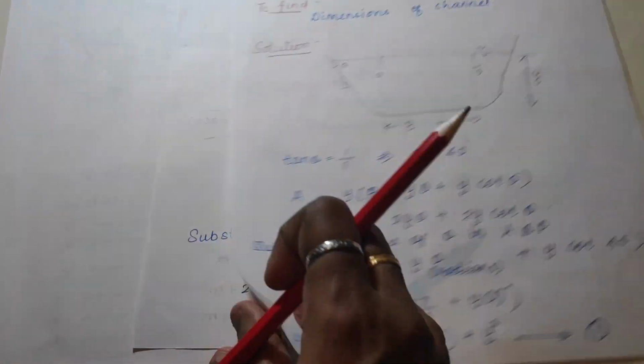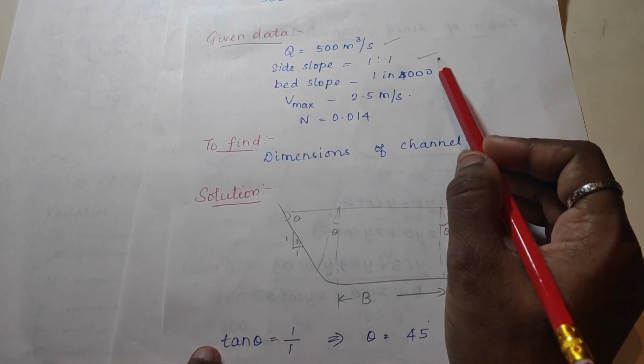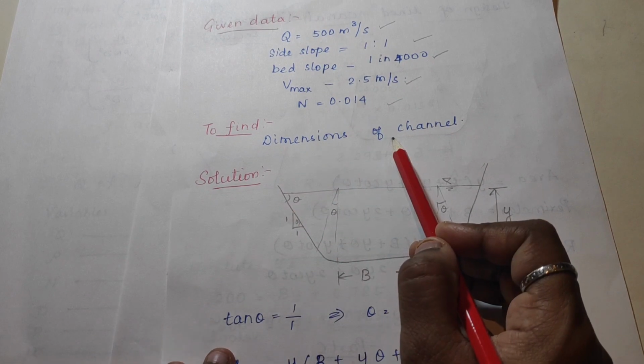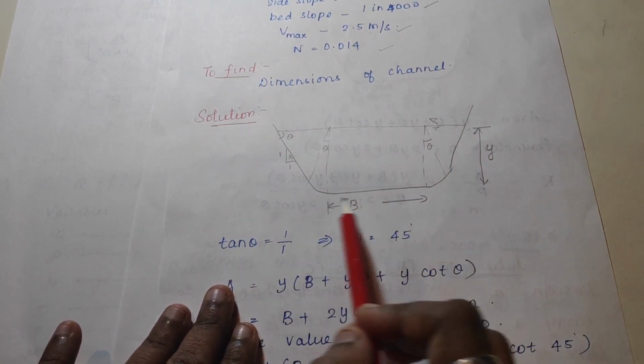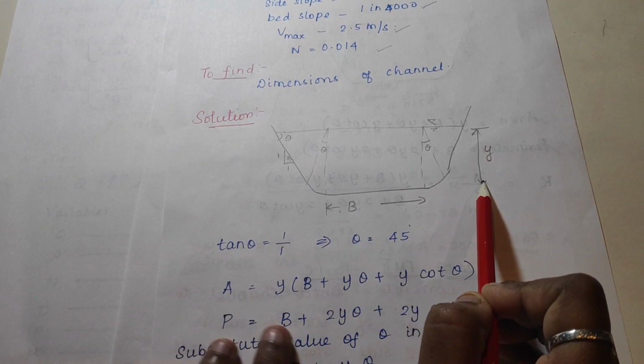Okay, so here write down the given data. Q is given, side slope is given, bed slope is given, Vmax is given, N is given. You have to find the dimensions. So you have to design the trapezoidal channel like this. This will be your breadth and this will be your depth.